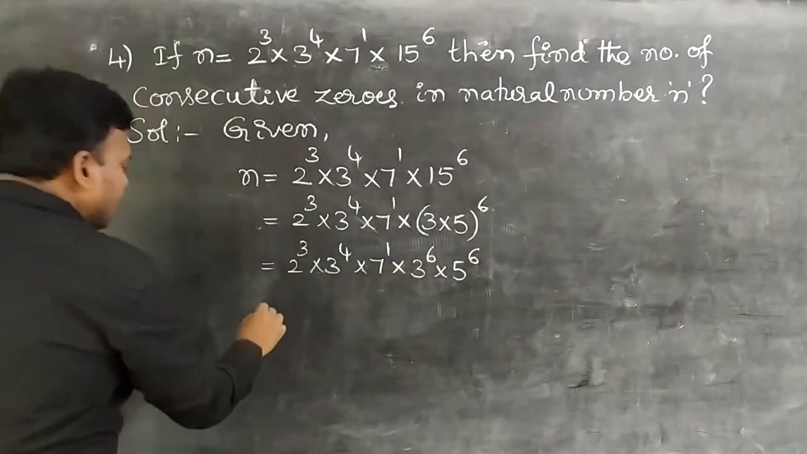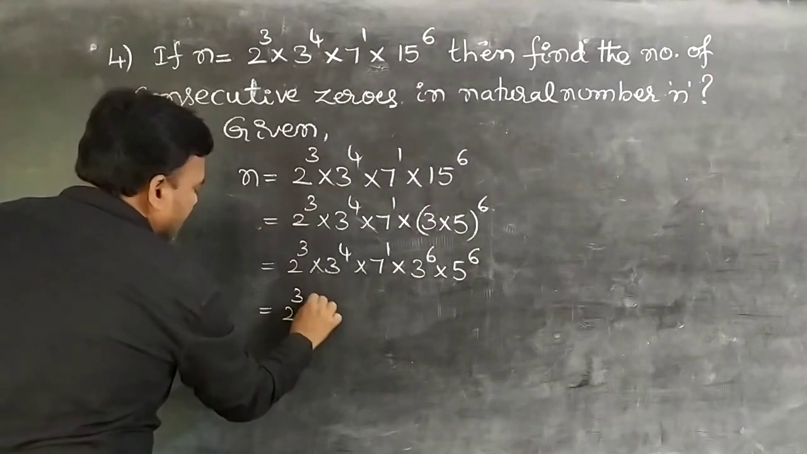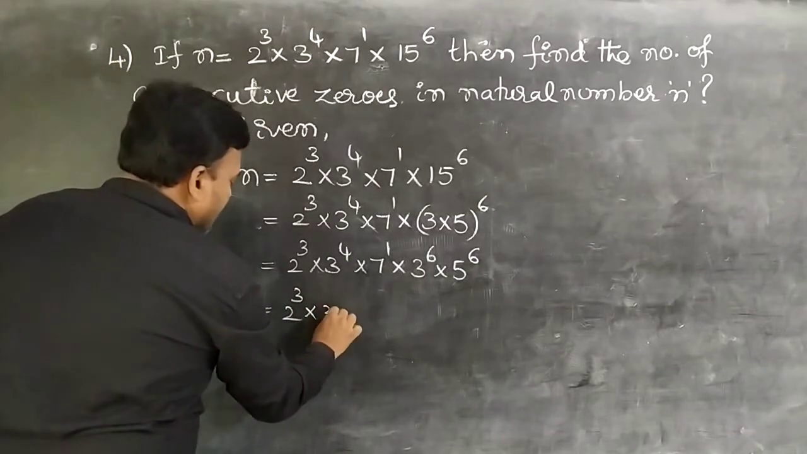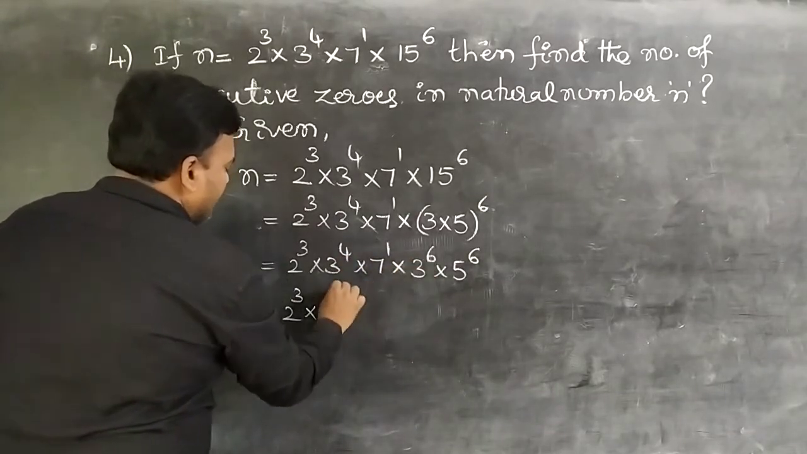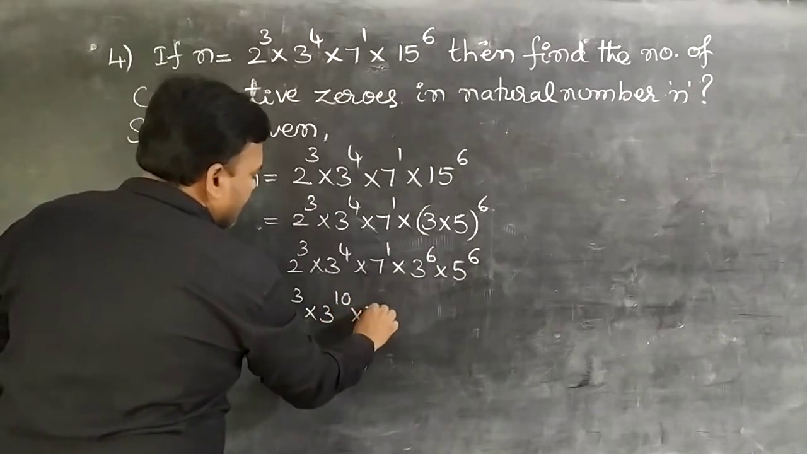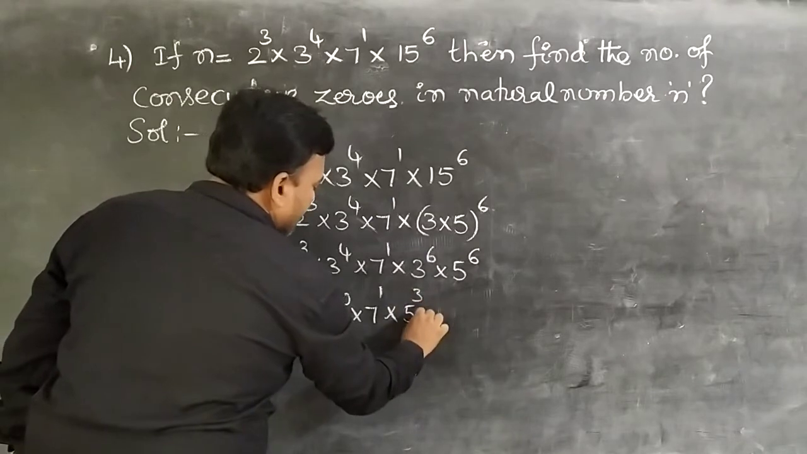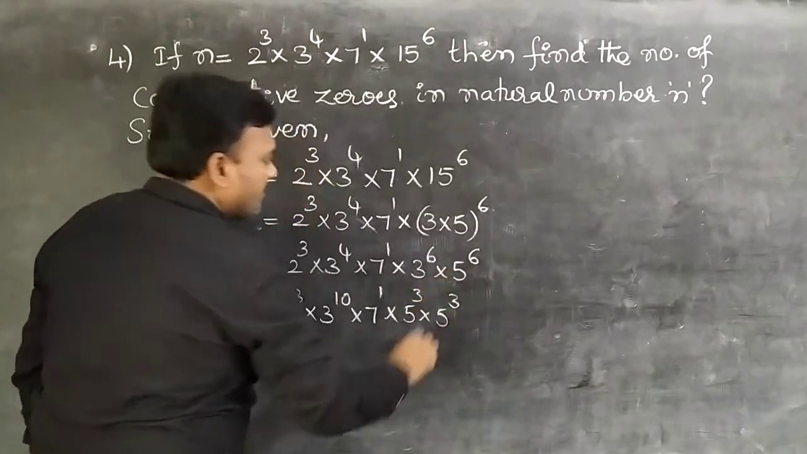Okay. So that implies 2 cube into, observe carefully here, 3 power 4 plus 6, how much? 3 power 10 into 7 power 1. 2 cube can be written as 5 cube into 5 cube.